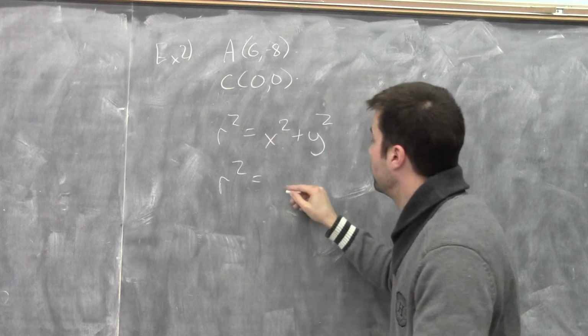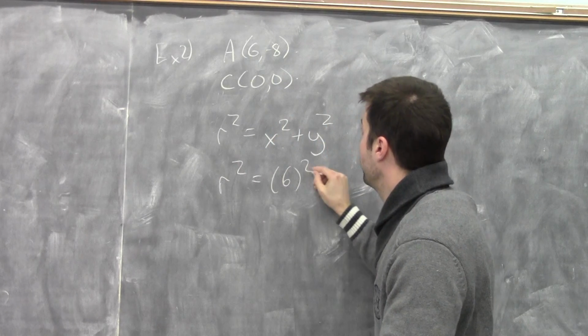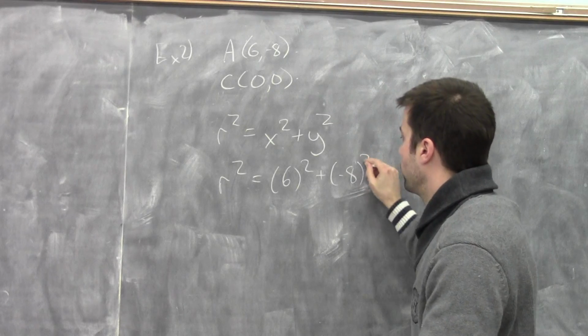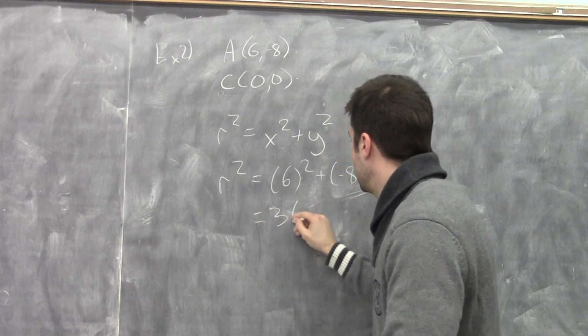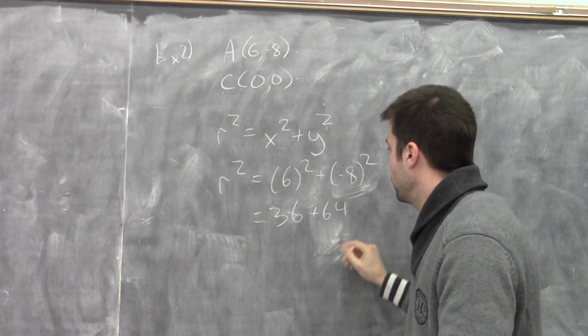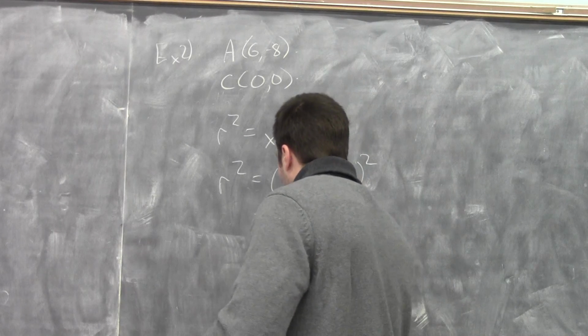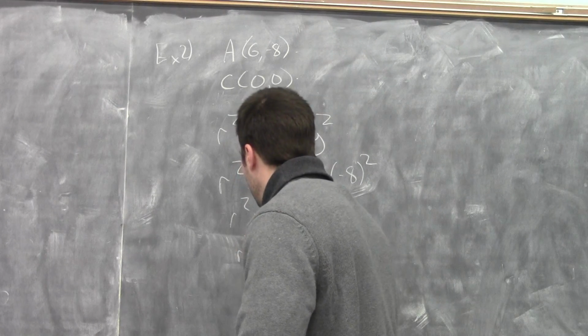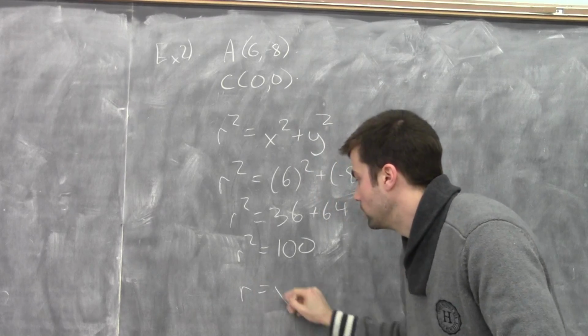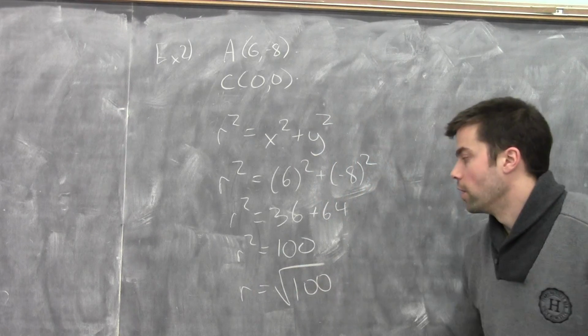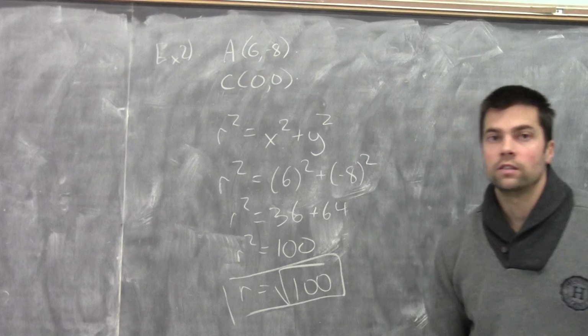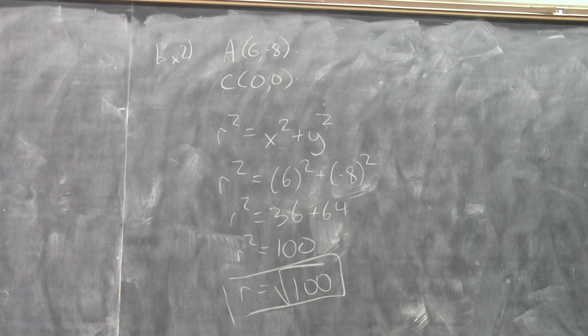R squared is going to be equal to 6 squared plus -8 squared. So we have 36 plus 64. So we have 100, and that's R squared. So R then is the square root of 100. That's how you find the radius of any circle centered on the origin.